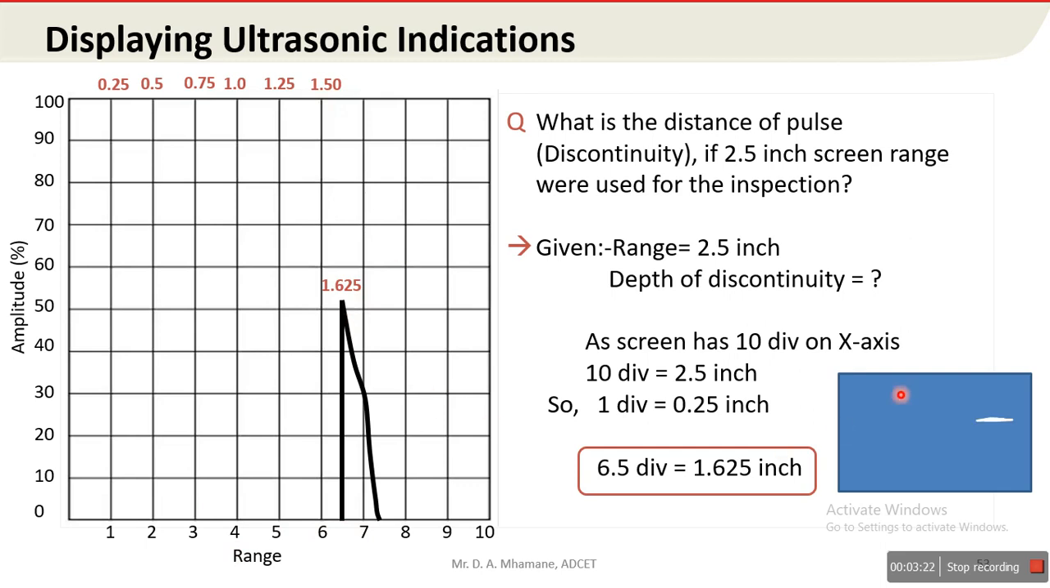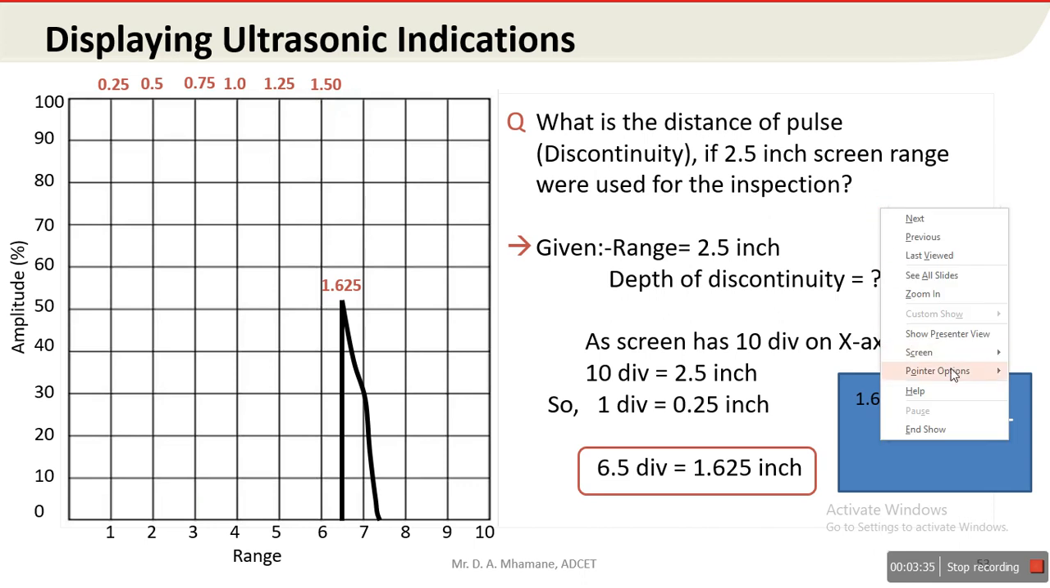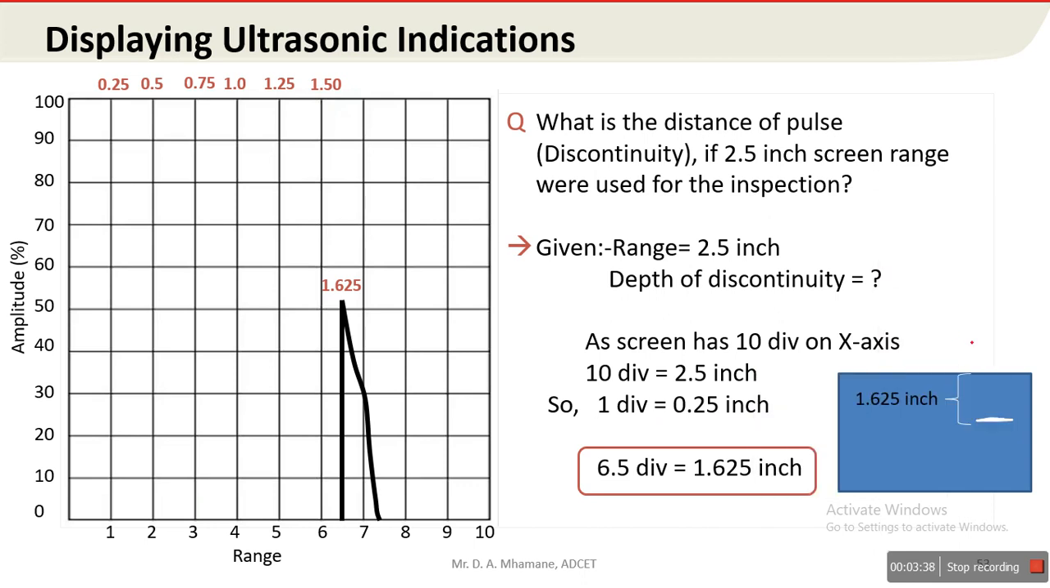So this is the component, and this white shaded portion indicates the presence of discontinuity, and the depth is 1.625. Means suppose this is the location of probe. Probe transmit the ultrasound pulse. It strike on this discontinuity. Again it reflects from the discontinuity and it reaches to the transducer, or we can say search unit.